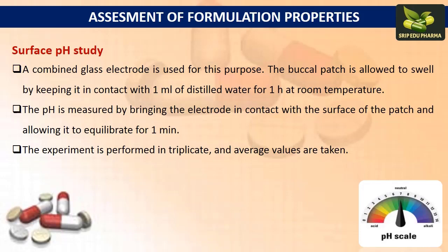A combined glass electrode is used for this purpose, and the buccal patch is allowed to swell by keeping it in contact with 1 ml of distilled water for 1 hour at room temperature. The pH is measured by bringing the electrode in contact with the surface of the patch and allowing it to equilibrate for 1 minute. This experiment is performed in triplicate and average values are taken.